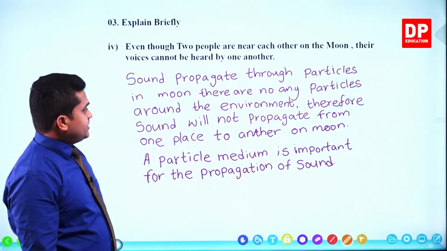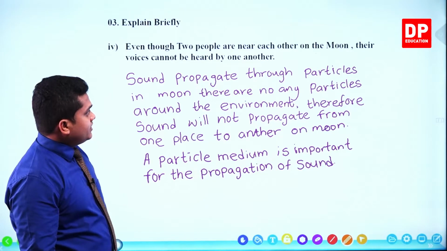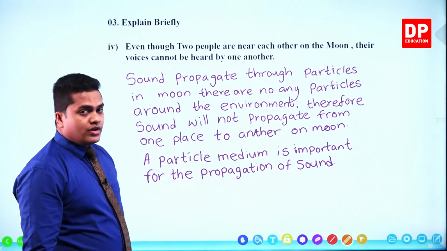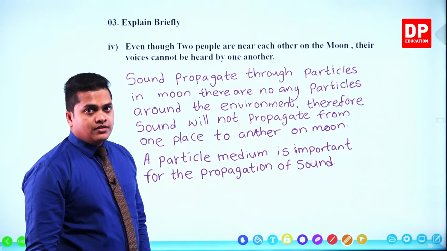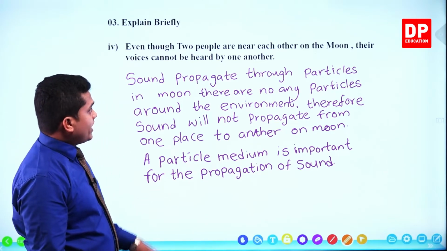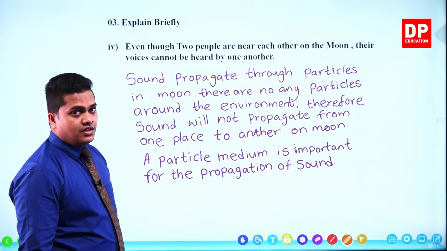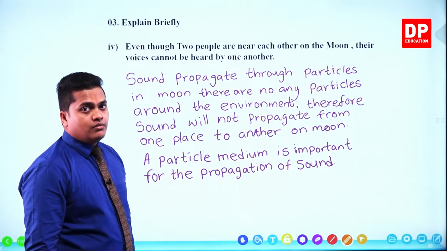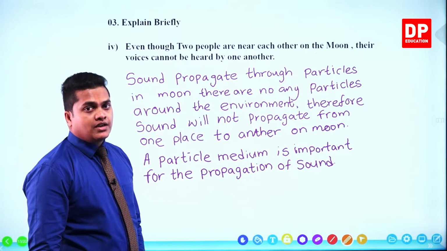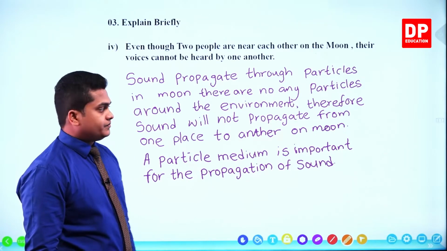So this is the reason why the sound cannot be heard by the two people near to each other when those two people are on the moon. There is no particle medium on the moon, right?